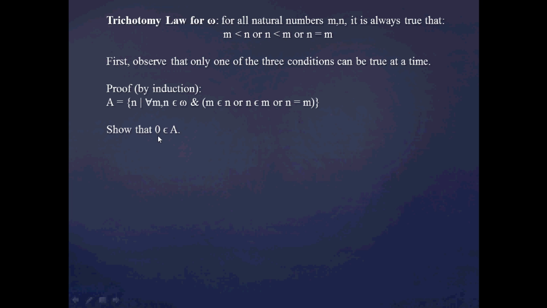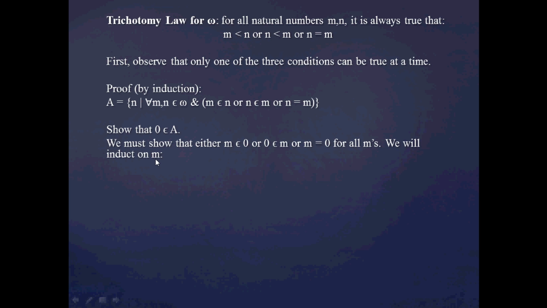So first I've got to show that 0 is in A. So I'm going to make that substitution, n equals 0. So we've got to show that either m is in 0, or 0 is in m, or m is equal to 0 for all m's. The problem is here, we're trying to make the statement for all m's. So we're going to have to do another induction upon m.